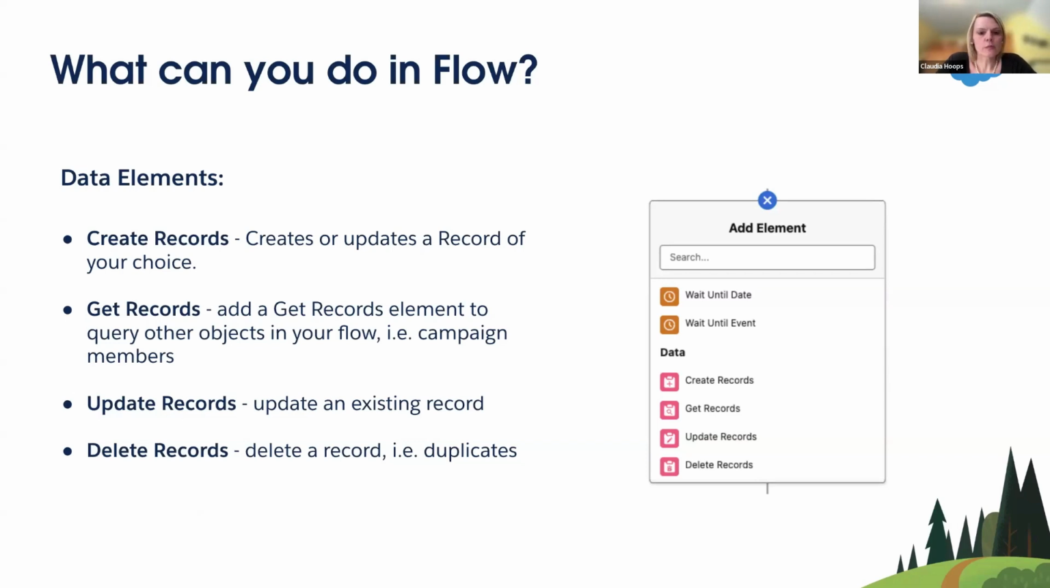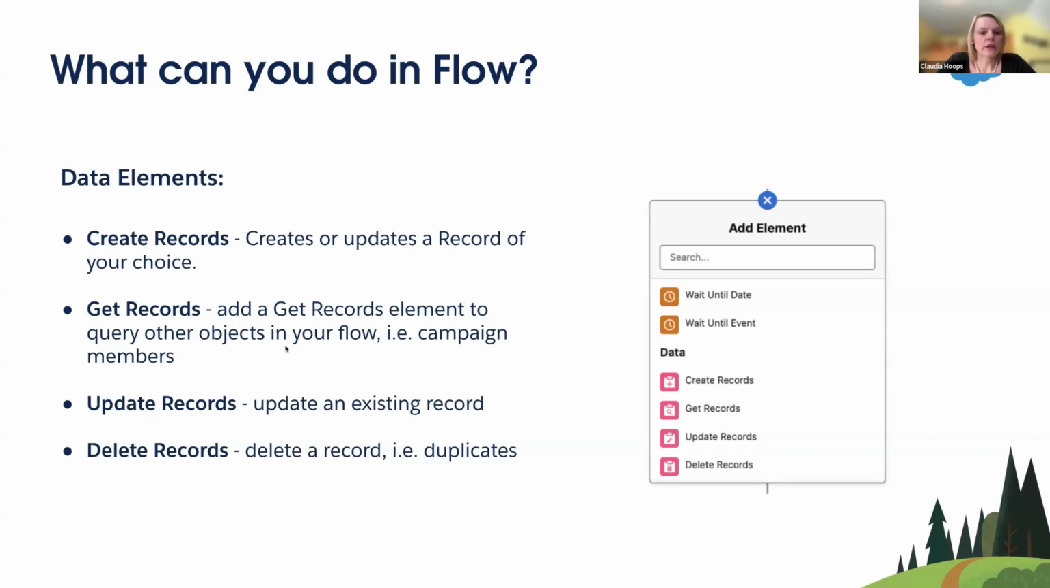There is a get records element. That's quite handy if you want to query other objects in your flow. So with Flow, the great thing is we can actually query any single object from Salesforce and pull that in and query that. But we need the get records element to make sure the Flow knows about those records we want to query.